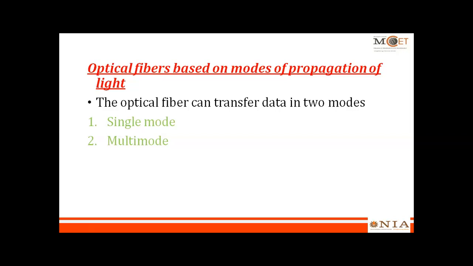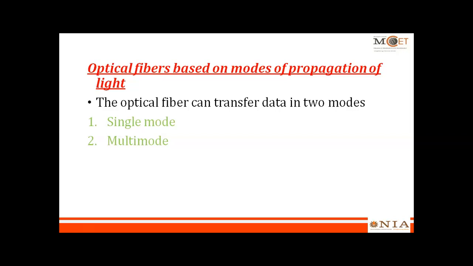But in multi-mode, there is a possibility of dispersion. Since the light is traveling in different modes from the source to the destination, it may take different times to reach the destination. So there is a possibility of difference in time. That causes dispersion, which is called intermodal dispersion, that we will discuss in unit number 2.